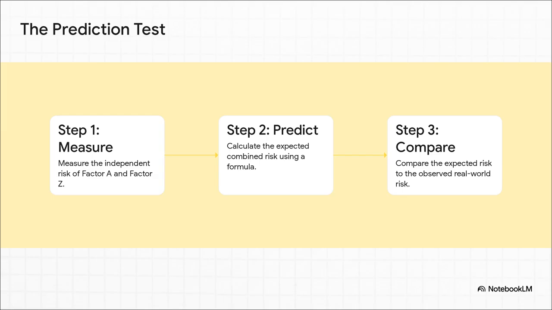First, you measure the risk of just factor A on its own and the risk of just factor Z on its own. Next, you use a formula to predict what their combined risk ought to be. And finally, the big reveal, you compare that prediction to the actual observed risk you found in your data. If there's a big gap between what you expected and what you saw, bingo, you found an interaction.